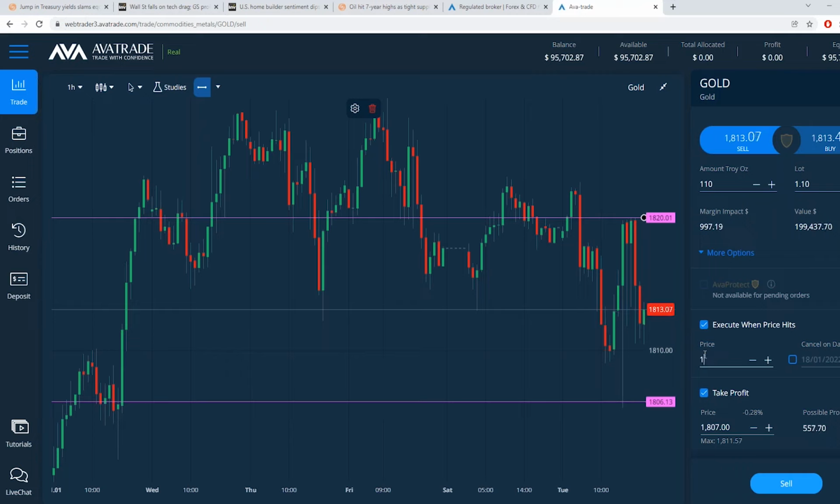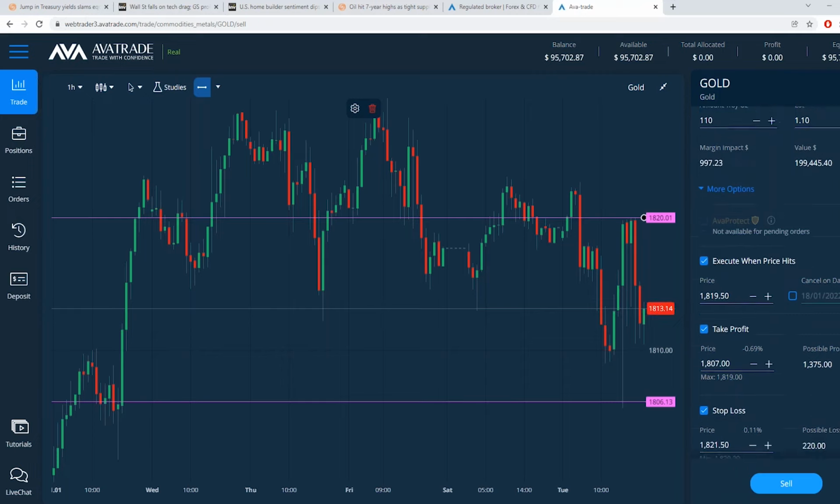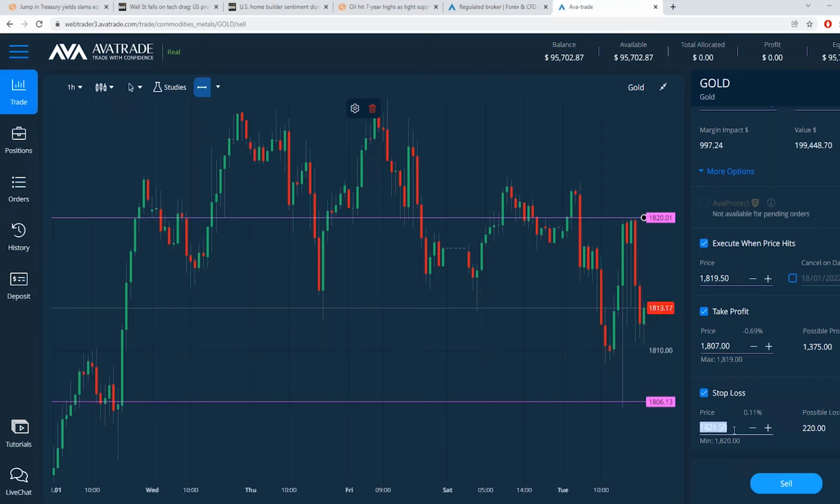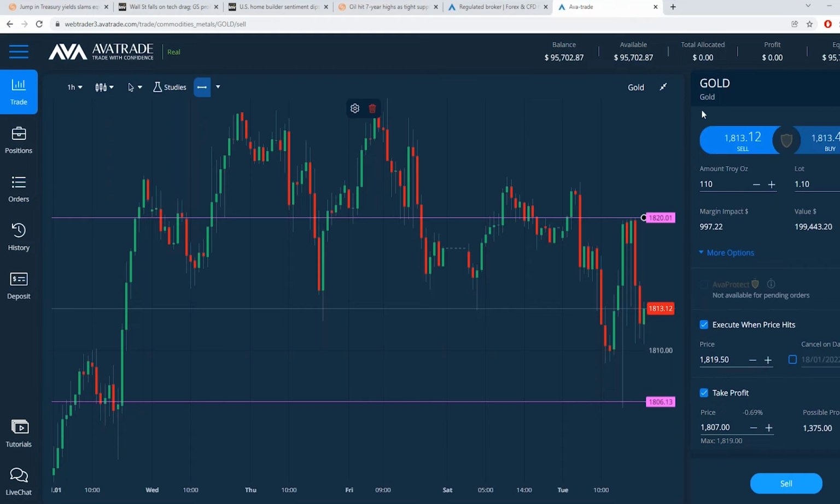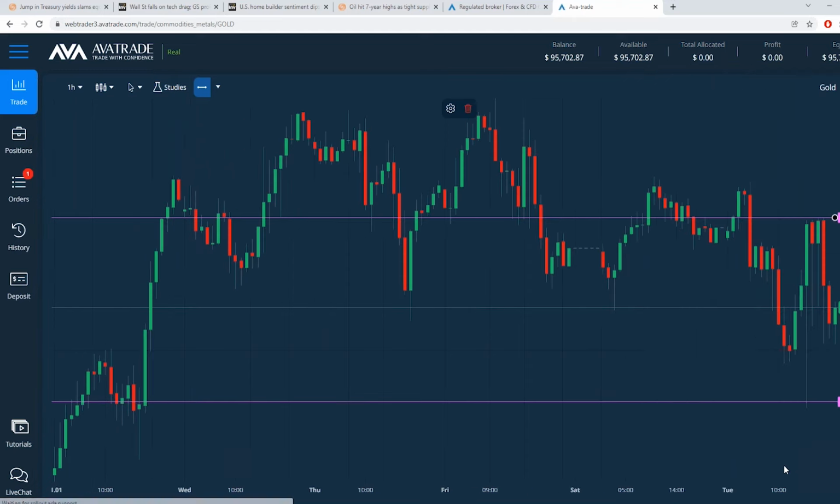Executing if it hits 1819.5. And stop loss was up at 1824.5. Okay, there we are. Now we have the sell position prepared, the right risk and potential profit, exactly what we just outlined, and executing if it comes up to the price we're waiting for, and there's our sell.